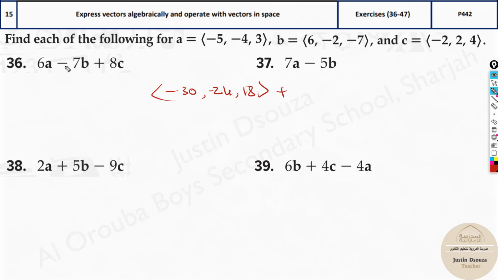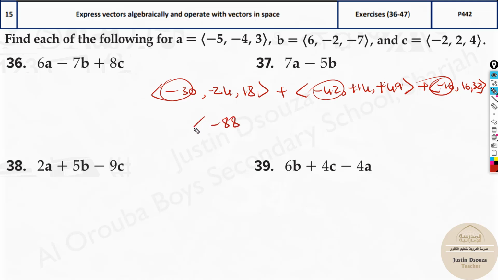Then plus, just multiply this minus sign inside. It will be minus 42, minus 14, this minus and minus becomes plus. Even over here, minus and minus becomes plus 49. And then lastly, we have 8 to be multiplied. It is going to be negative 16, 16 and 32. So these are the answers. But this is not the simplified one. Then you need to add all the x terms, y terms and z terms. Here you will have 30, 72, 82, 88. Minus 88 is the first component.